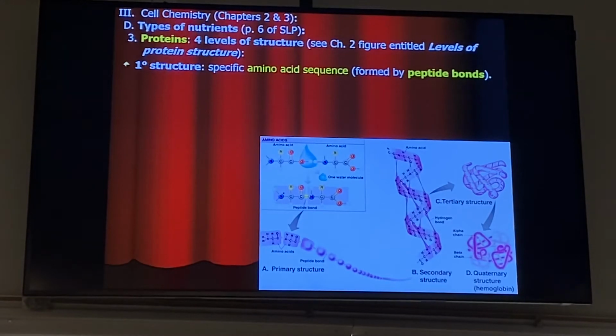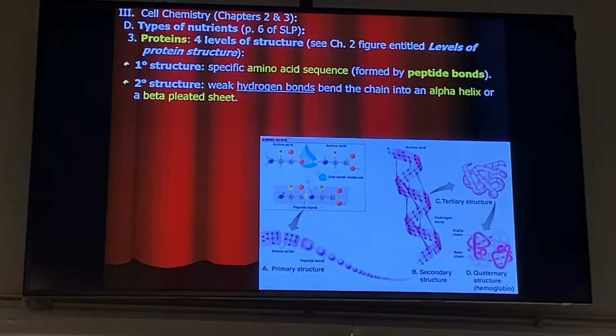Okay, so the specific amino acid sequence formed by the peptide bonds in purple, that is primary protein structure. As this chain gets longer and longer, these oxygens are going to like the hydrogens, because these are negative, remember water, and these are positive, they're just protons. Everybody got it? So as it gets longer and longer, you're going to see this attraction between negative oxygens and positive hydrogens. We call those hydrogen bonds.